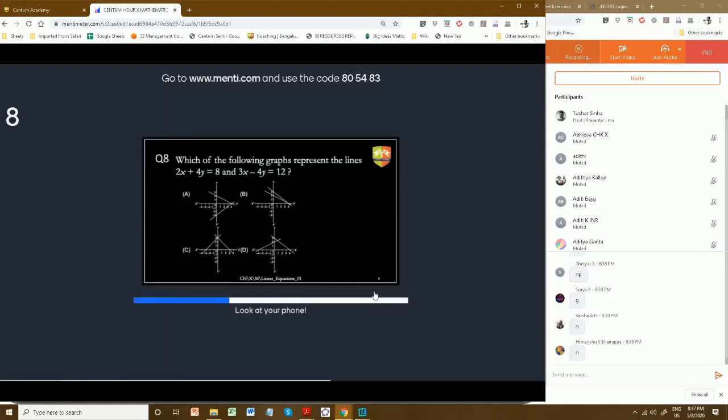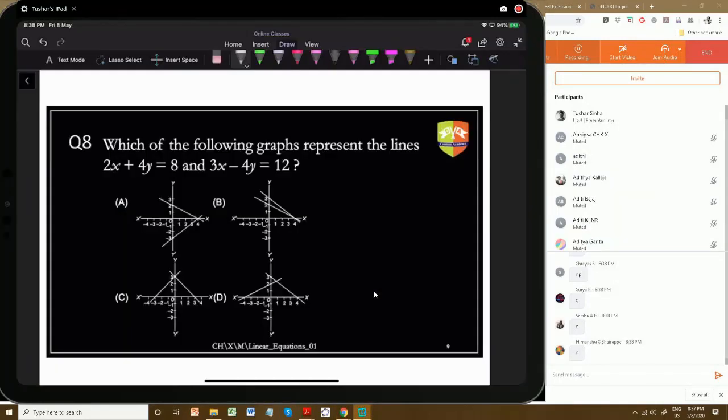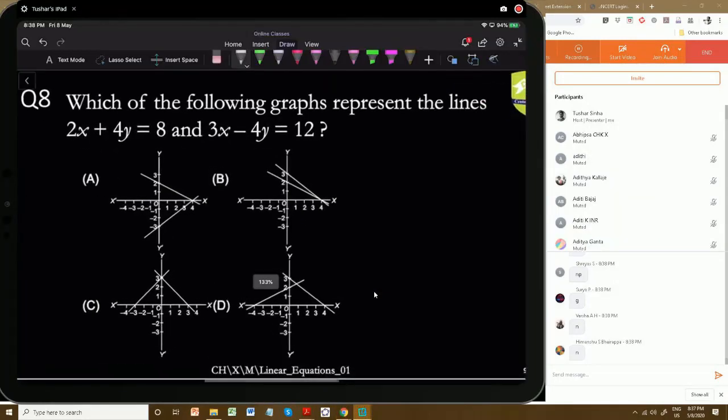Okay, I don't know if you are able to see this, so let me show you here. Which of the following graphs represent the line 2x plus 4y equals 8 and 3x minus 4y is equal to 12? Now, I can't give you a plotting a graph question here, so I have done the other way around. I have plotted two graphs and then you have to find this out. Let me shift it a bit so that I could know who all are.